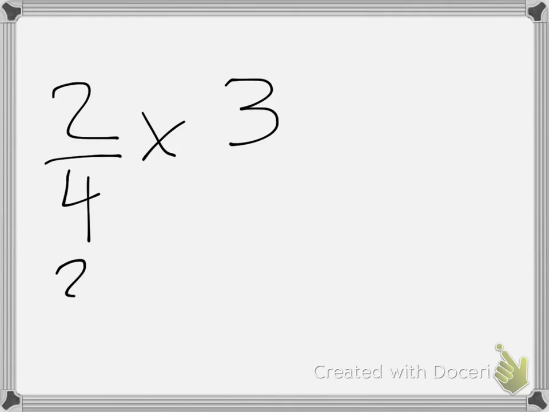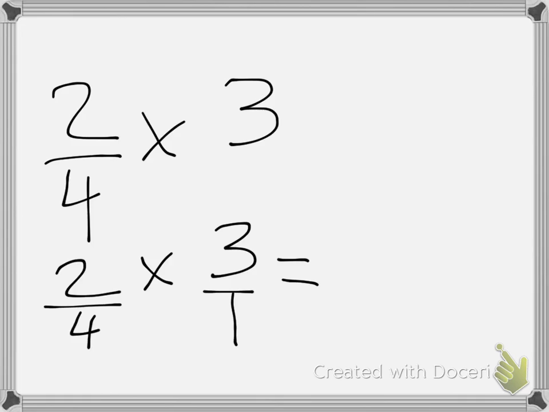we have 2/4 times 3. So 2/4 times 3. 3 written as a fraction is 3/1. You multiply in the numerator. 2 times 3 is 6/4. So we have an improper fraction of 6/4. We're going to change it to a mixed number.